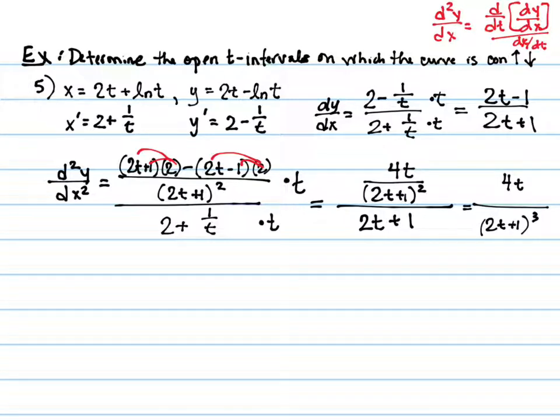So d2y dx2, we want to set it equal to 0 or undefined, or we'll call it does not exist. I'll put d and e. So it's going to equal 0 at t equal to 0, because that's going to make the numerator equal to 0, right? How about the denominator? Where will the denominator equal 0?